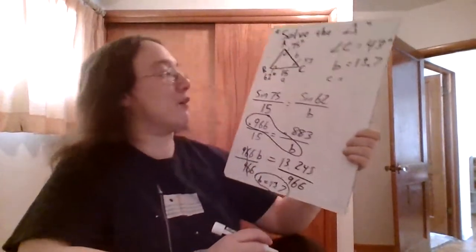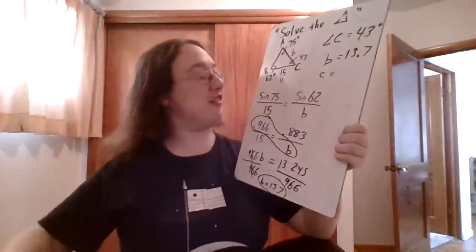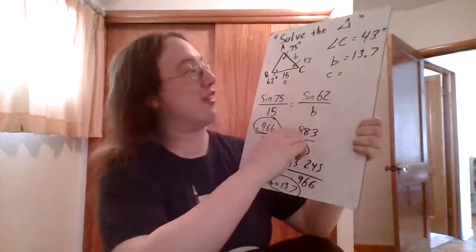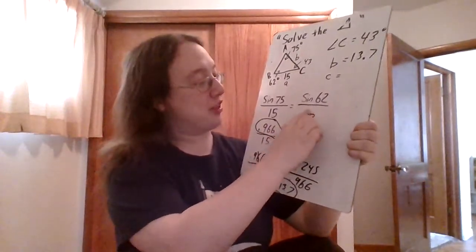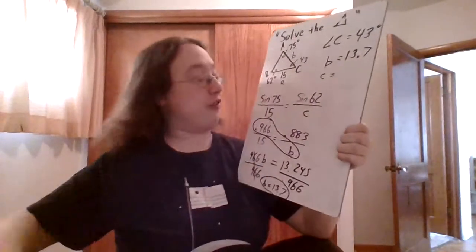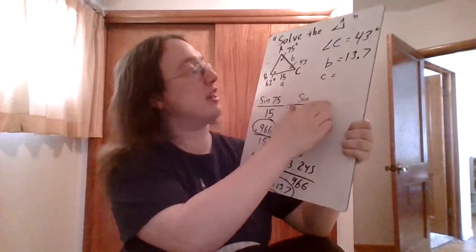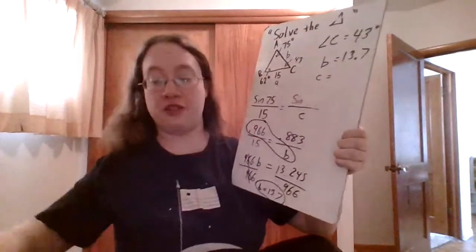Cool. Now we're going to do the same thing, but with C. So instead of going through and rewriting all of this, I'm just going to replace the things that we now need to change. So instead of looking for B, we're looking for C. This whole fraction can stay, but this was the sine of B. Now we want the sine of C, so we're going to call that the sine of C is 43.